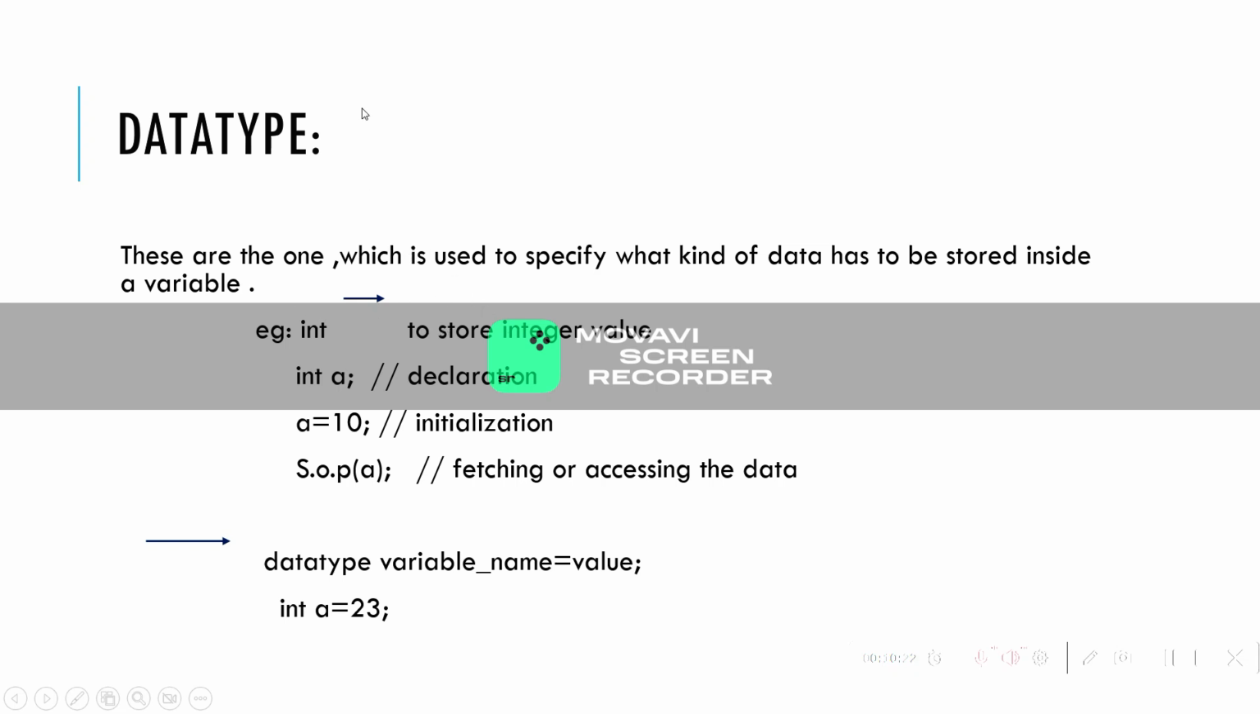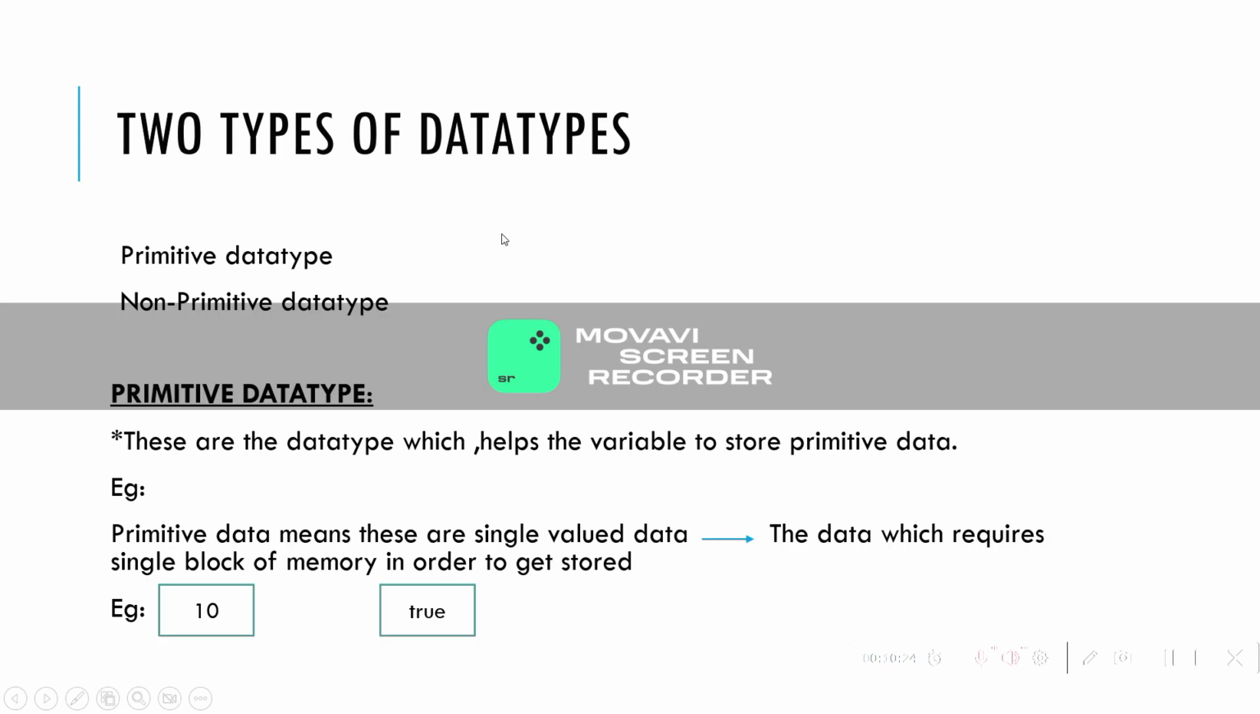Okay, so let us move to the types of data types. There are two types of data types. One is primitive data type, another one is non-primitive data type. So let us see what are primitive data types. Primitive data types, non-primitive data types. Okay, so let us see what is primitive data type.